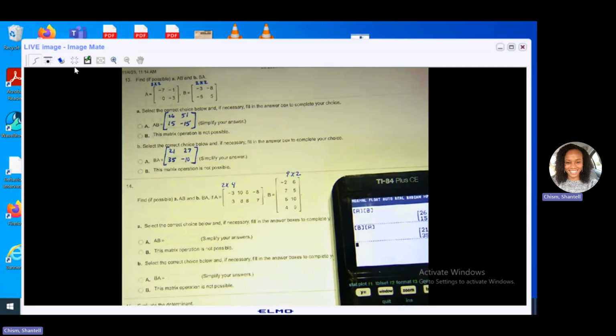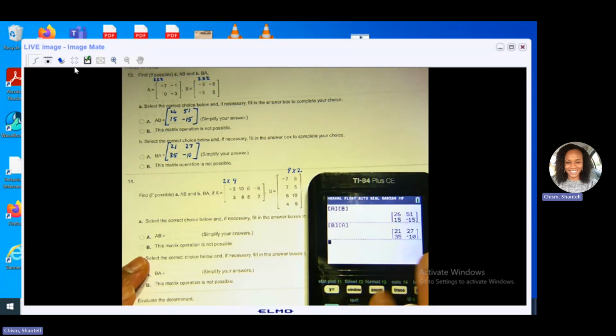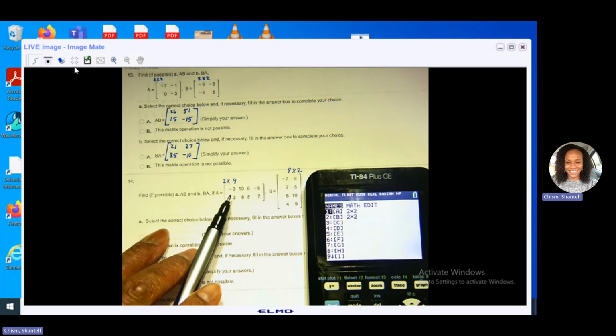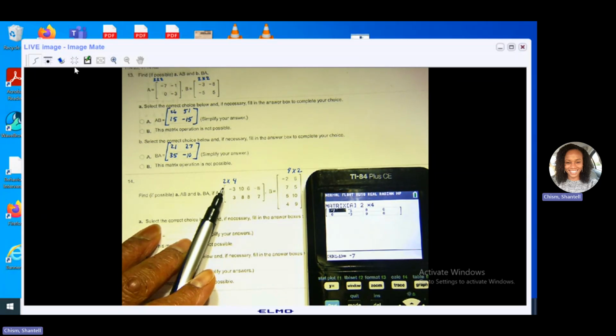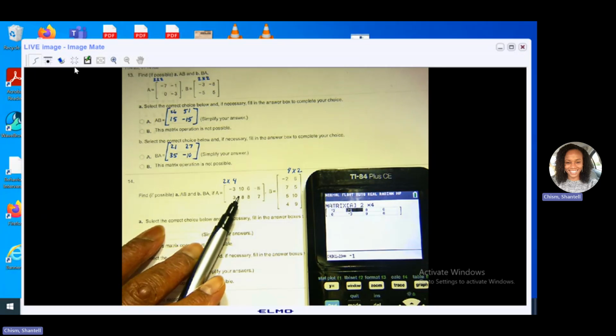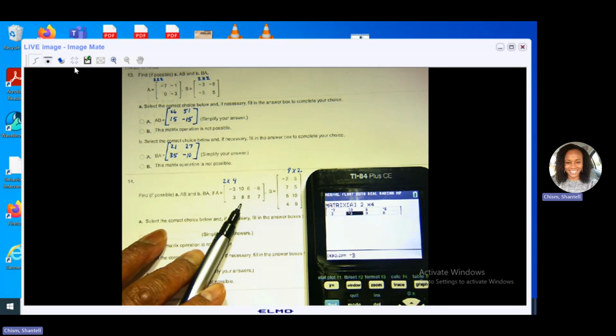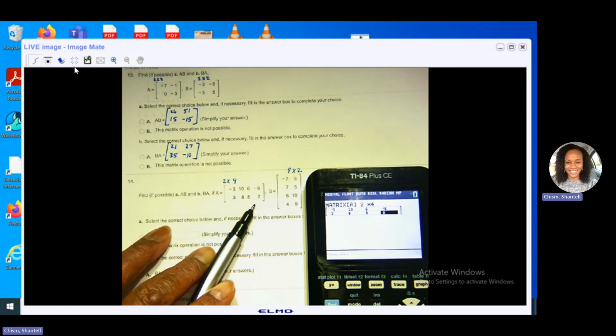So this time, when you plug these in, it's possible that one of them won't be able to be found. Let's take a look at it so you can see. So I'm going to press second matrix. I'm going to edit A. That is a 2 by 4. So it's -3, 10, 6, -8, 3, 8, 8, 7.